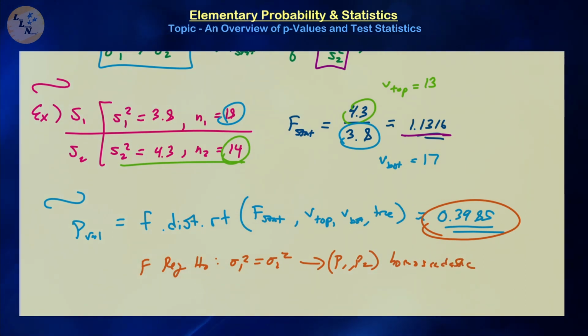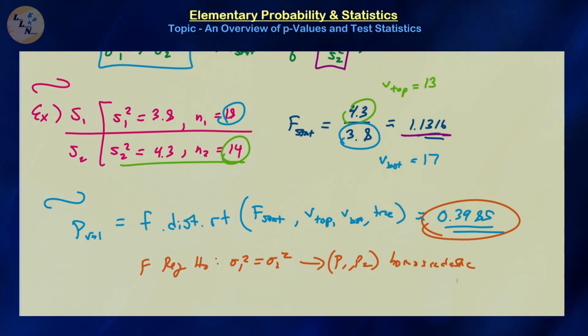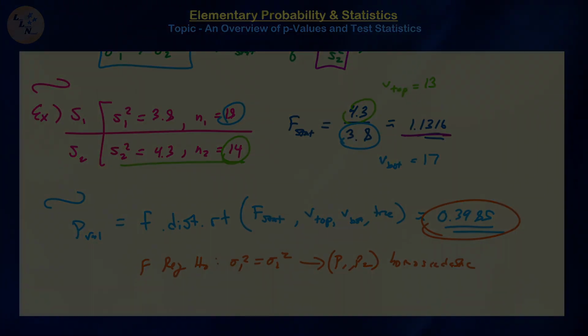If we have evidence to believe that they are different, then we usually say that these populations are heteroscedastic to one another. But this test is usually referred to as the F test for equality of variances, which is one of the few tests where we most of the time use a one-tailed, or more specifically a right-tailed, test.